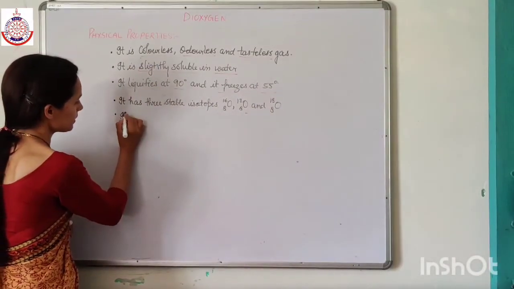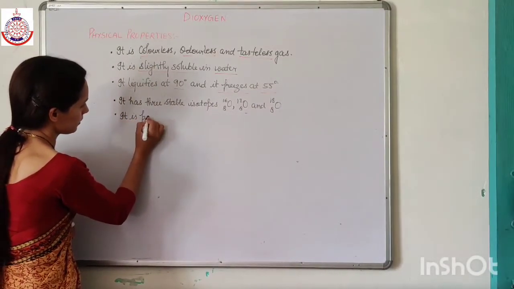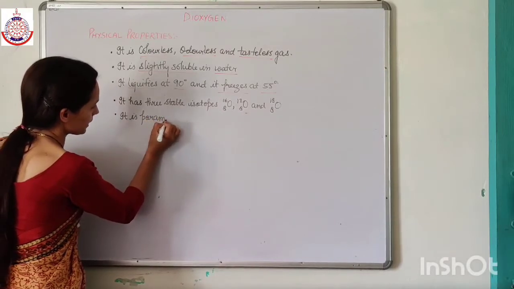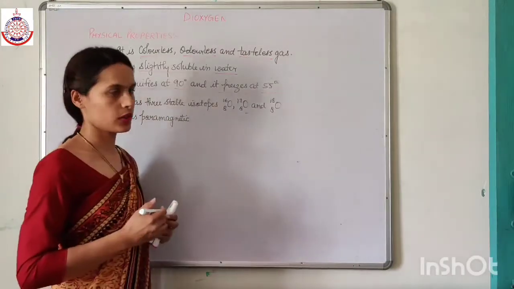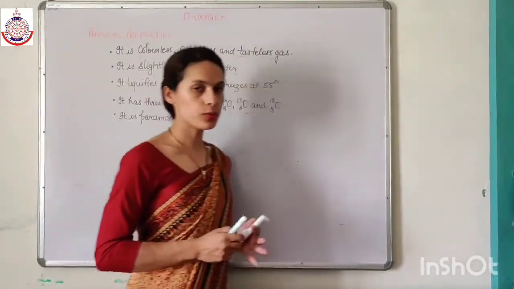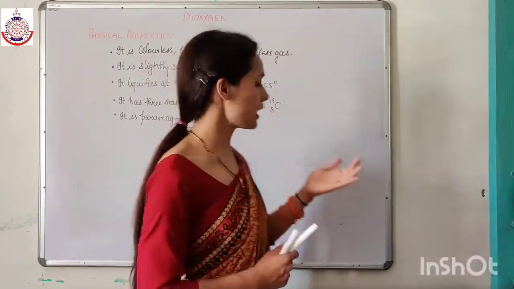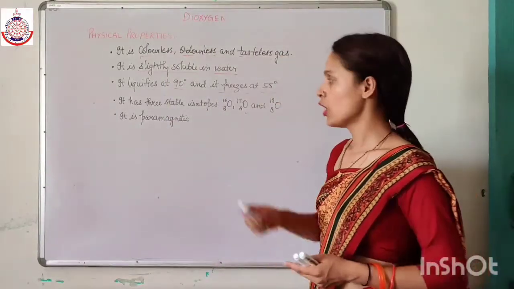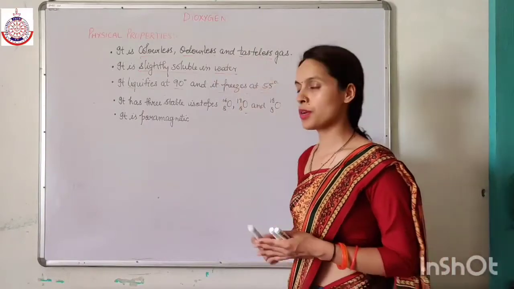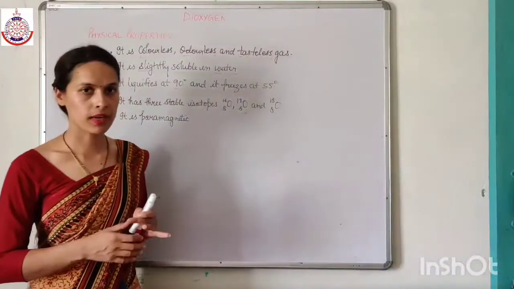Next, it is paramagnetic, though it contains even number of electrons. Dioxygen means O2 and in oxygen we have how many electrons? We have 8 electrons. So the total electron becomes 16. So though it has even number of electrons, still it is paramagnetic.